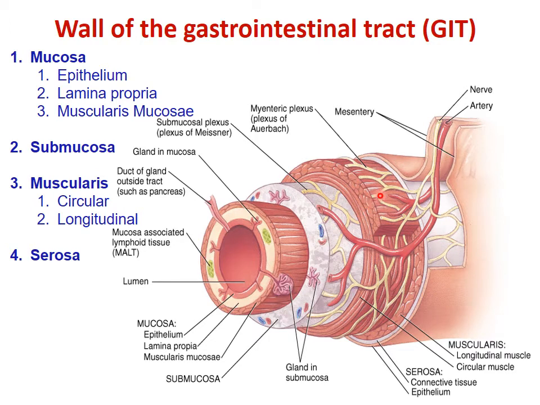So this is the muscularis externa. To differentiate histologically, this layer is called muscularis externa, and the thin muscle layer that is part of the mucosa is called muscularis interna, right? So these are the layers of the wall of the digestive system.